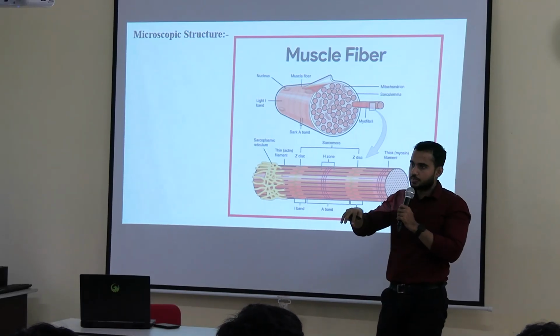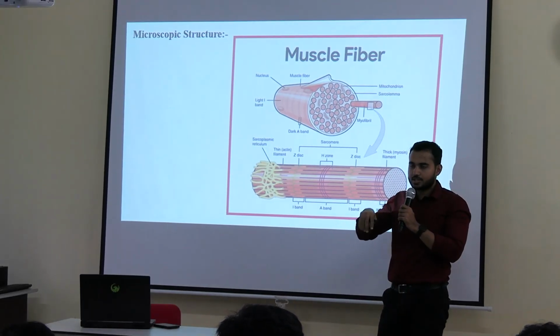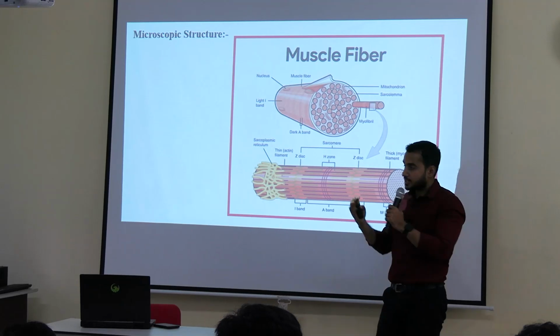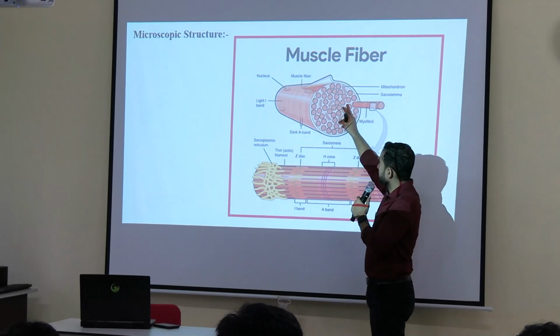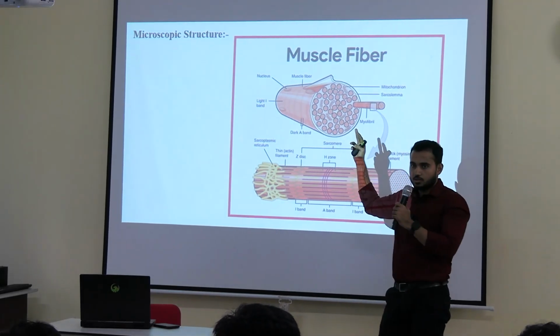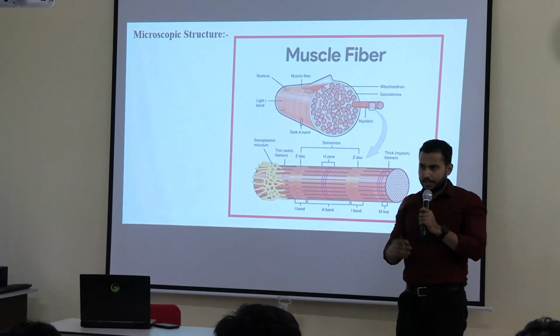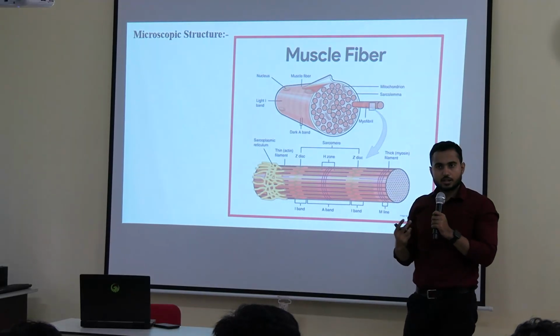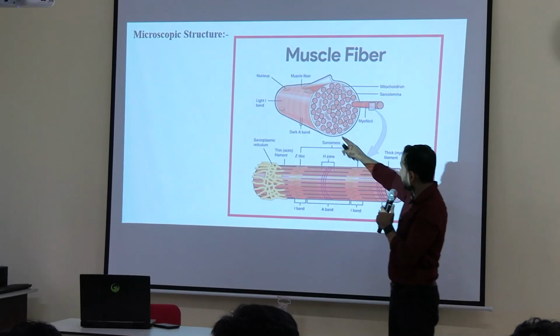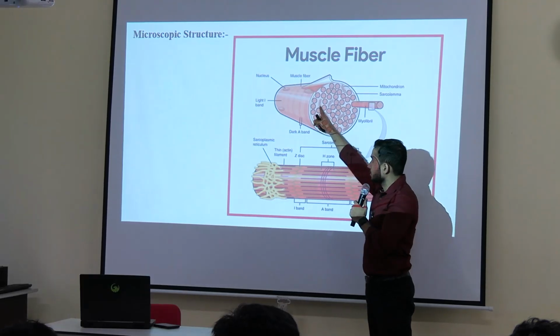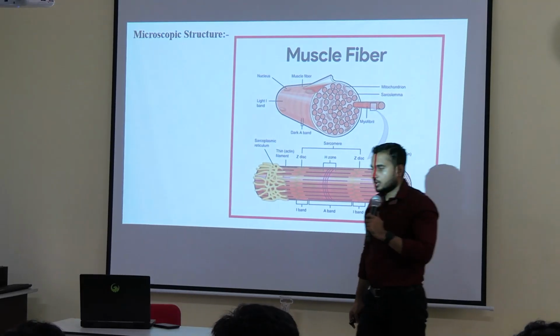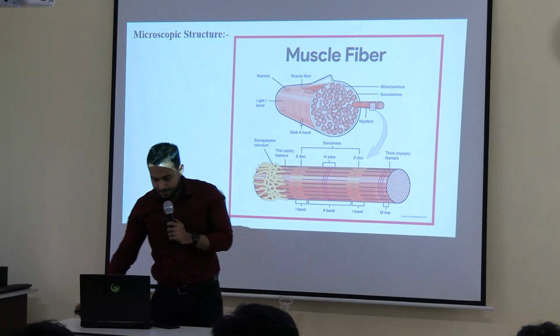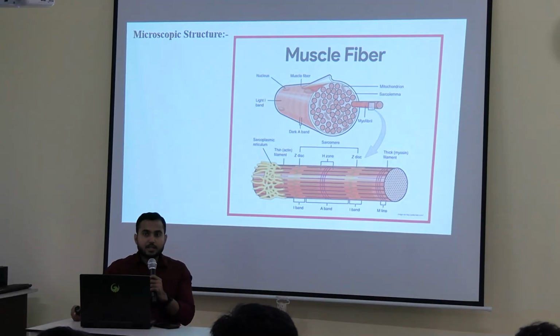Next, if you see the cytoplasm, then what you will see is that it is filled with myofibrils. See, so many myofibrils are there. Along with that, other cellular organelles are also present, as you can see. Now, what exactly are those myofibrils? That you have to know.